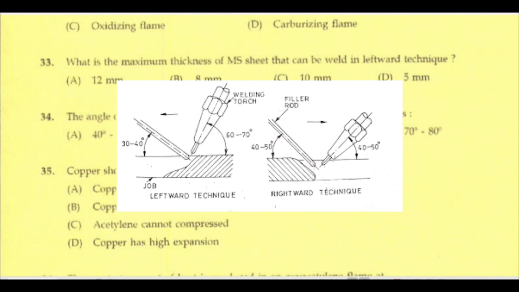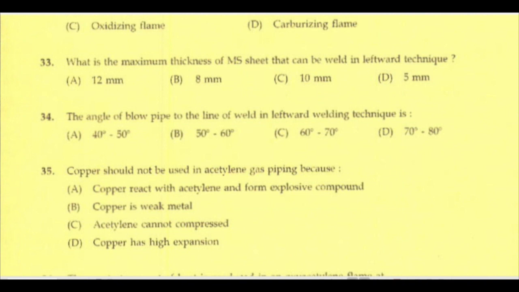The angle of the blowpipe to the line of weld in the leftward weld technique will be 60 to 70 degrees.